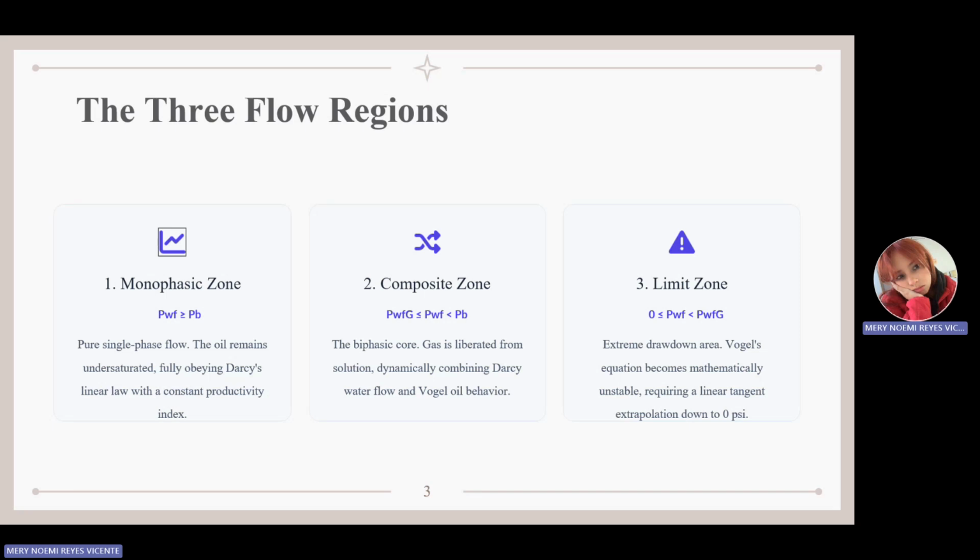Brown divides the composite curve into three distinct flow regions. First is the monophasic zone above bubble point, where flow is purely linear. Second is the composite zone, the biphasic core that dynamically combines Darcy water flow and Vogel oil behavior. Third is the limit zone at extreme drawdown, where Vogel becomes unstable and requires a straight-line tangent extrapolation to 0 psi.